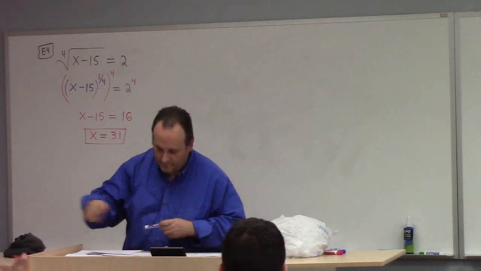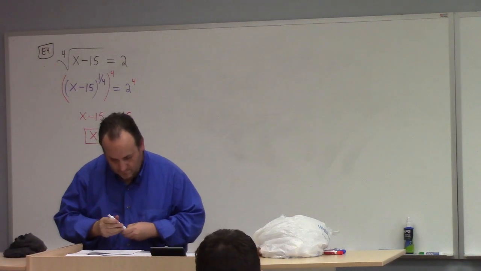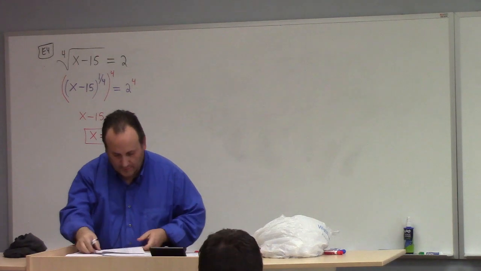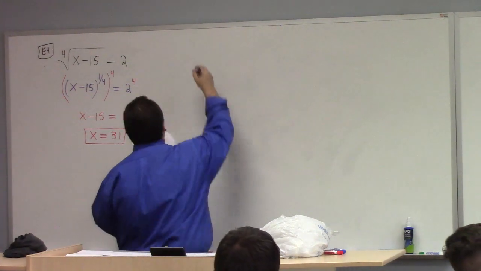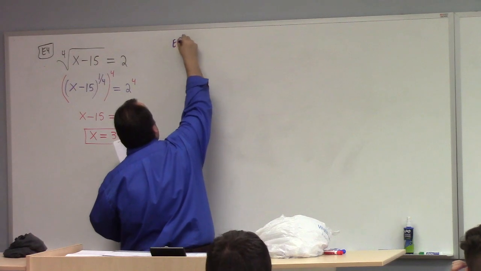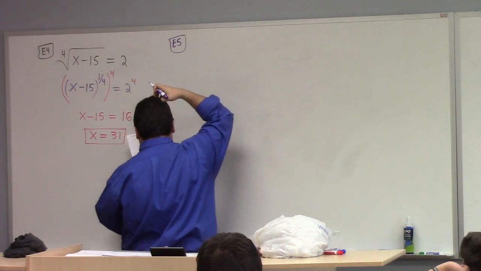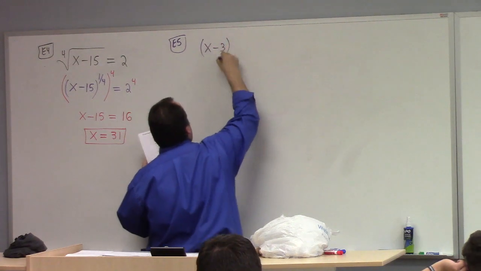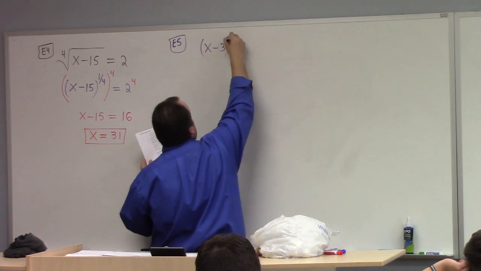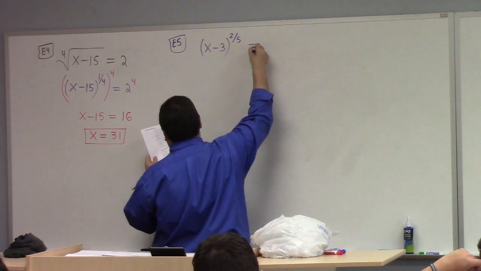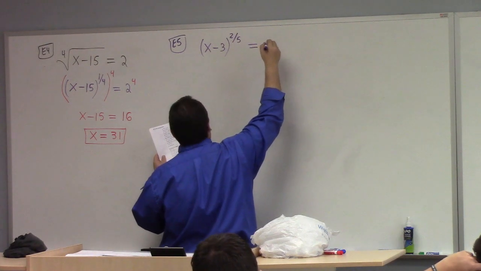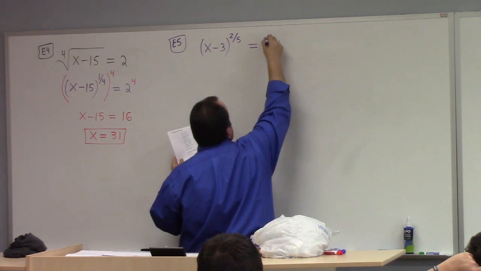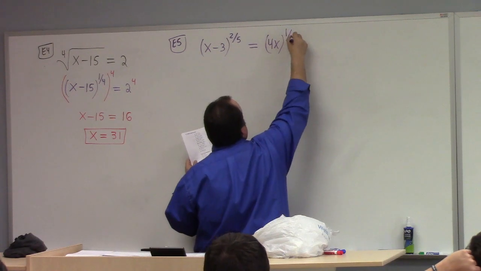Example 5. Here we go. Suppose you're up against x minus 3 to the 2/5 power is equal to 4x to the 1/5 power.